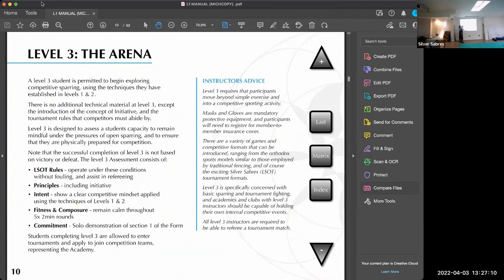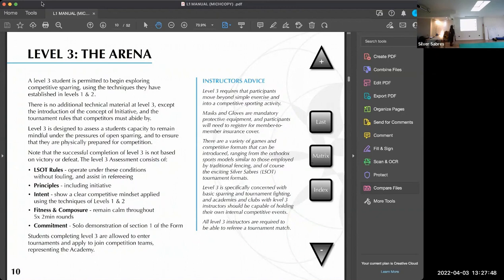So quickly, level 3 requires that participants move beyond simple exercise and into a competitive sporting activity. Now, in my mind, and I am not a team player really, I like being on my own. I'm the stealth dude at the back, always, not at the front line. I find sporting to be a very toxic environment. But I love fighting, so there's not much you can do. Just go in there and smile as you cut them up.